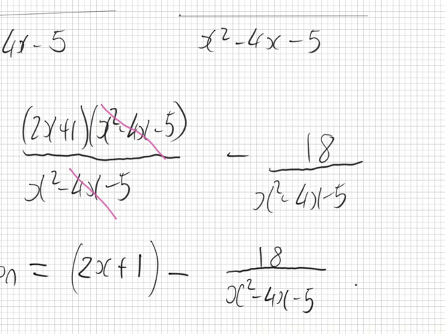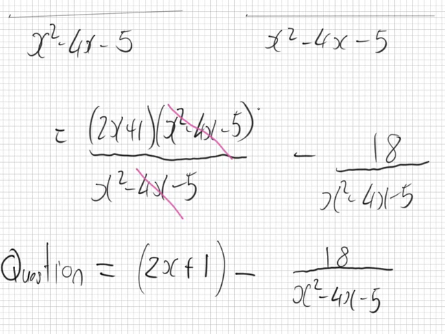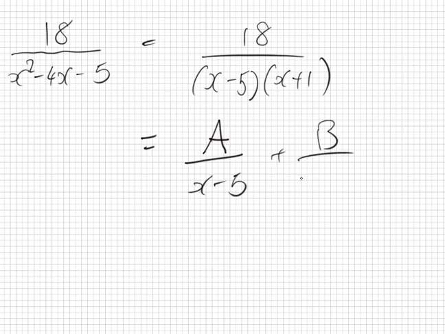So now I go to the side, and what was it? I'm going to go back, of course. What is it? 18 over x squared minus 4x minus 5. First, I should find the factors. I'm just concentrating now on this piece by itself first. That's x minus 5, x plus 1, which you know can be written as a over x minus 5 plus b over x plus 1.